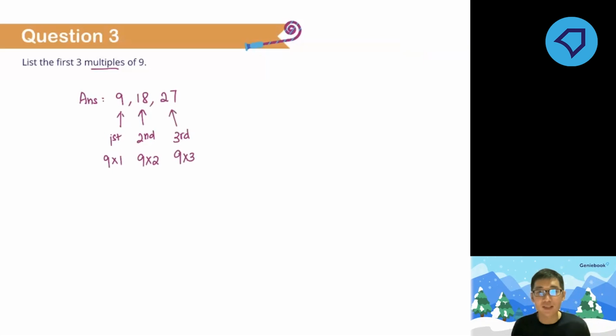Okay, Dakshan asks, isn't the answer 1, 3, and 9? This is when students confuse it with the question on factors of 9. Thank you for bringing this up.